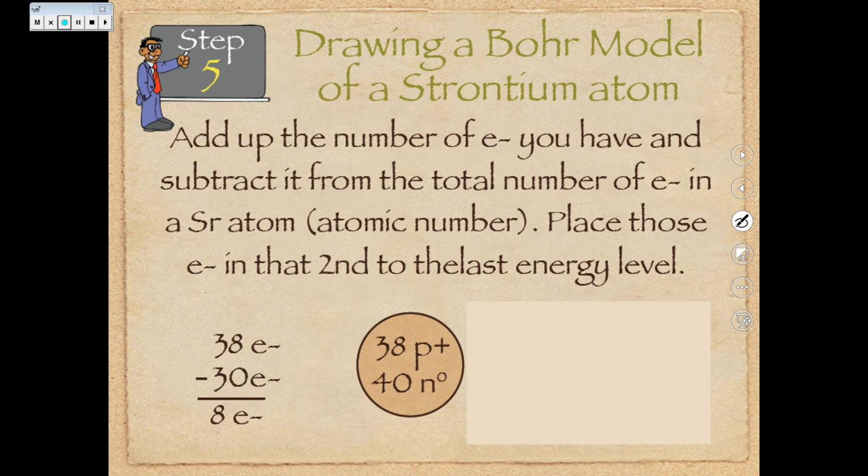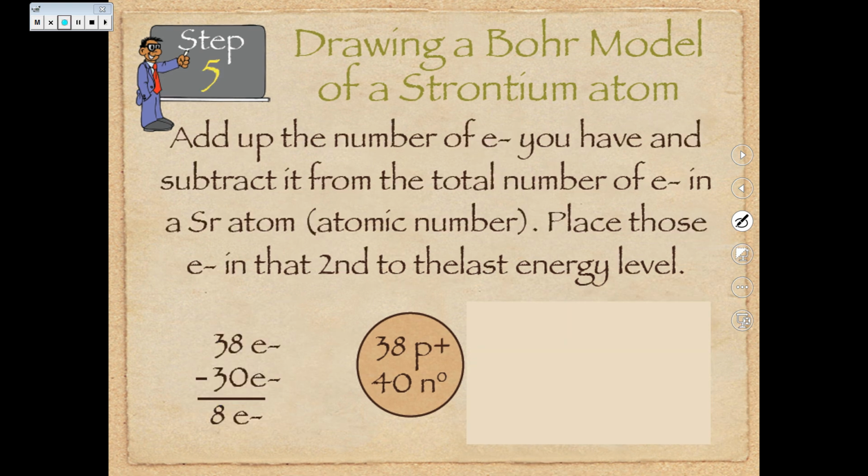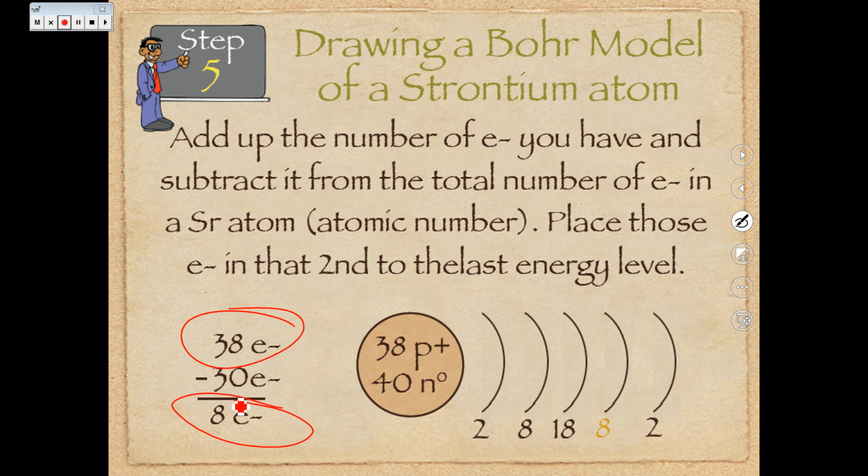For step 5, to get that number, you add up the number of electrons you have and subtract it from the total number of electrons in a strontium atom, which is its atomic number. That number gets placed in that second to last energy level. So because we have 2, 8, 18, 32, that is a total of 60 electrons, and I need 38 electrons. So if I subtract those two, I see that the last 8 electrons will go in that second to last energy level. So my configuration for electrons is 2, 8, 18, 8, and 2.